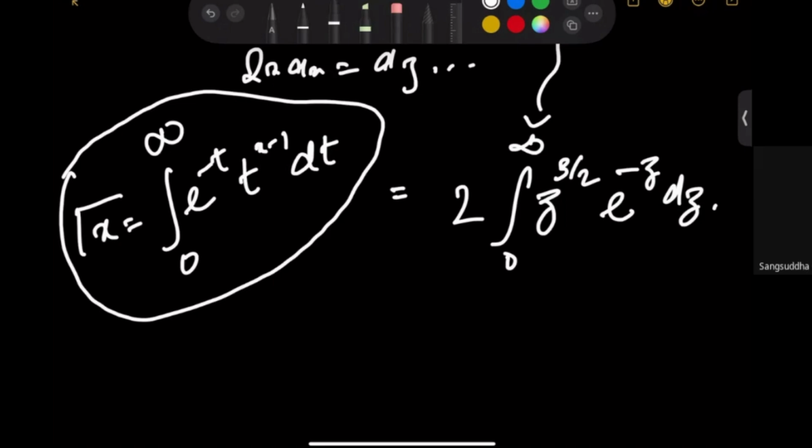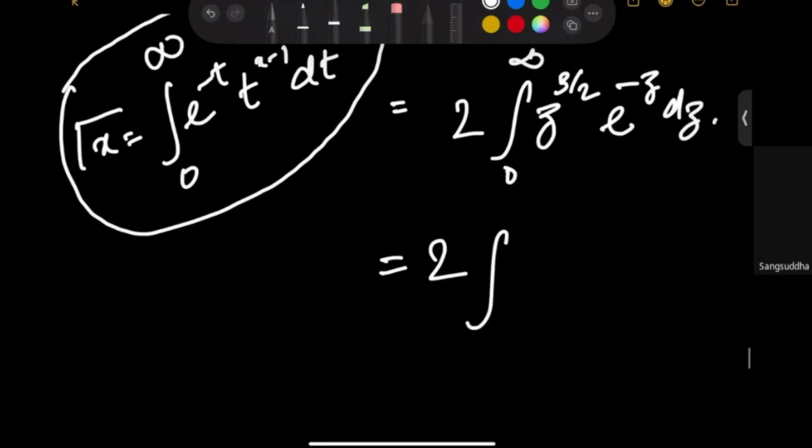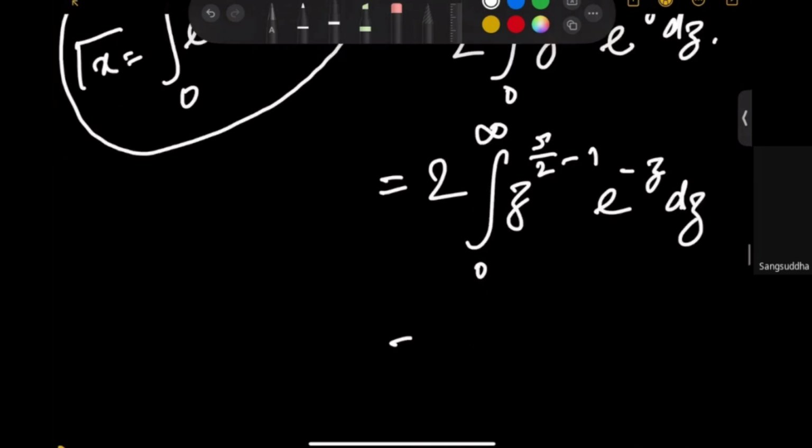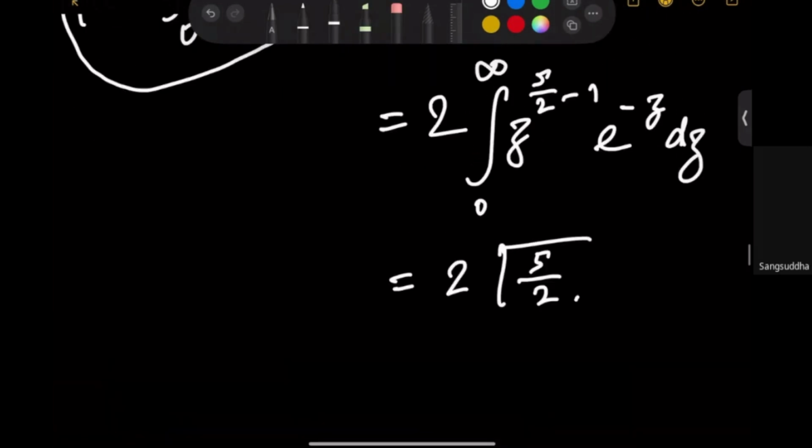Yes, sir, it's correct. Okay, so if it is like this, then I can go ahead with the integral from 0 to infinity of z to the power, I'll replace 3 by 2 with 5 by 2 minus 1, right? e to the power minus z dz. So that is precisely 2 times gamma 5 by 2, right? Clear?